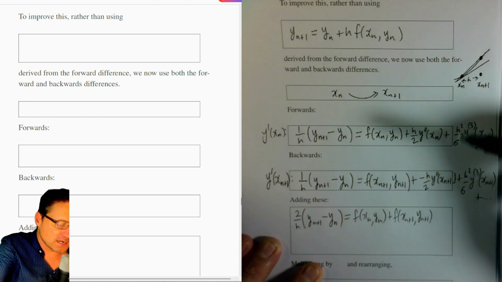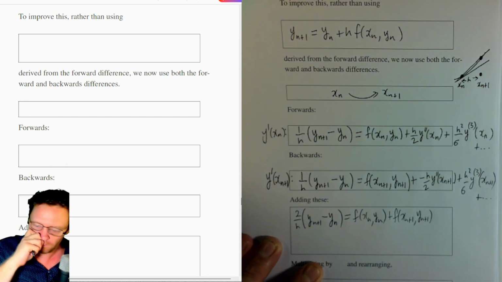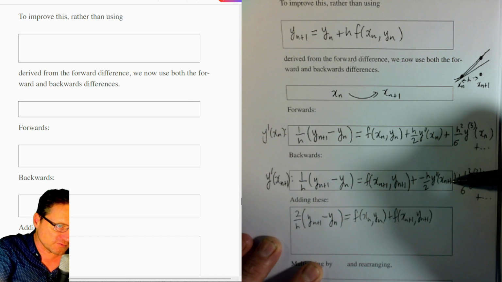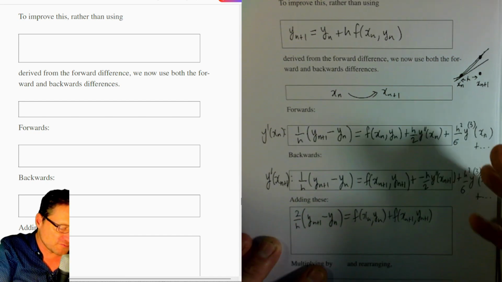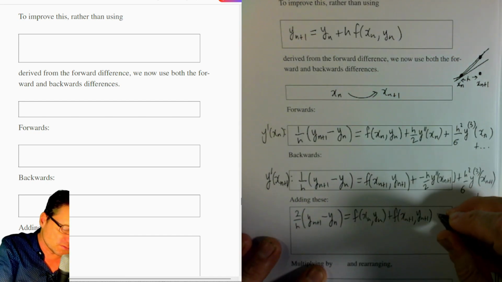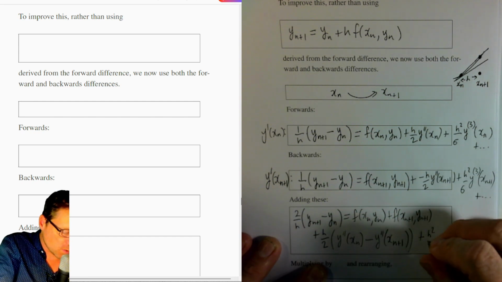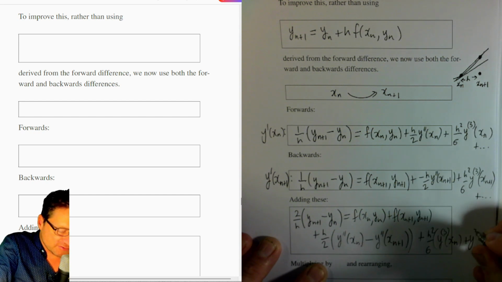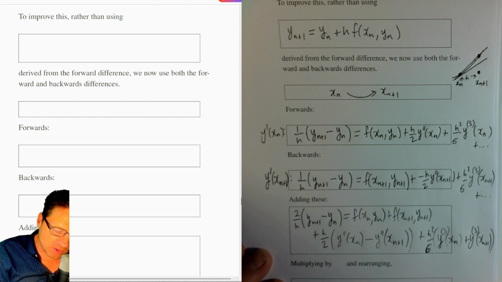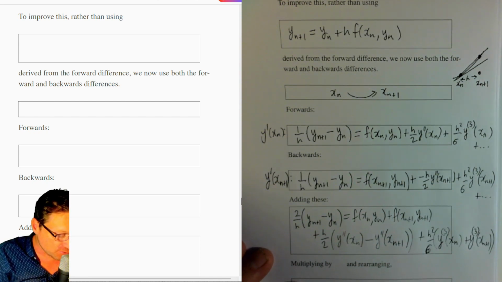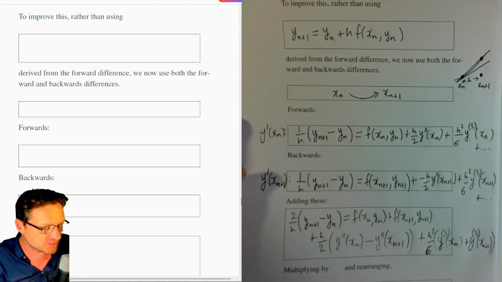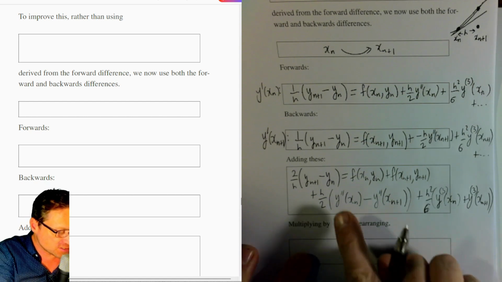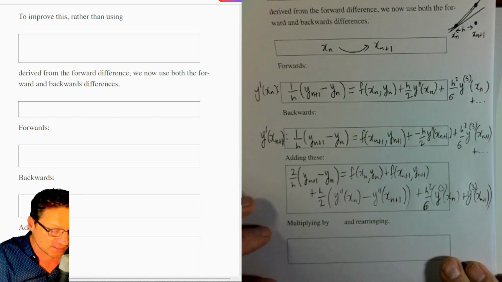Now what's happening here, so these don't vanish because we've got different numbers inside the brackets, but we can factor out the h on 2, and then we have plus h squared on 6 brackets third derivative at x n plus third derivative at x n plus 1. Okay, and so what we want to do next is multiply throughout by h on 2 and rearrange this, taking the y n over to the right-hand side.